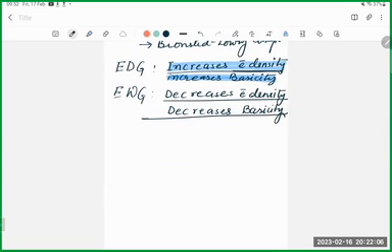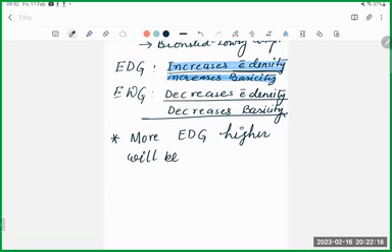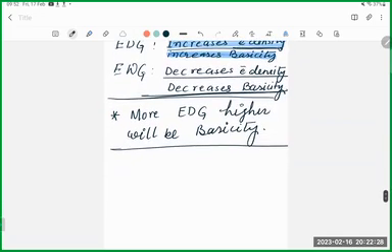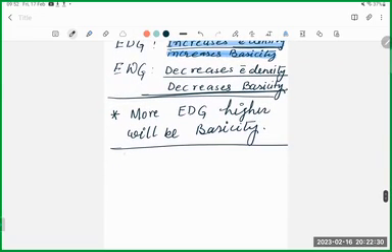So what we can say is, an amine with more EDG groups will have higher basicity, right? Clear? Yes, ma'am. Let's do it.